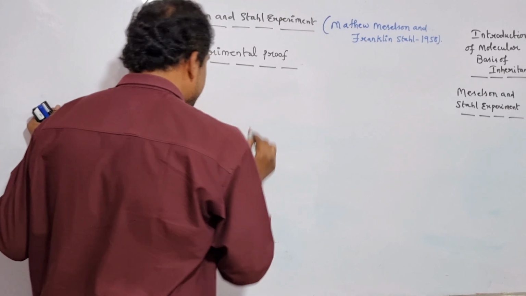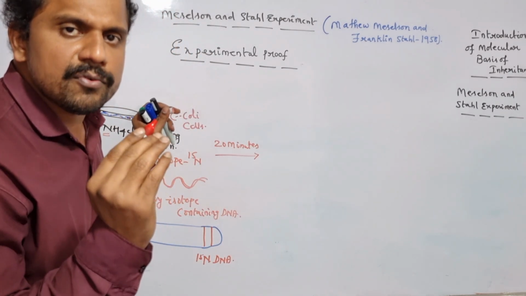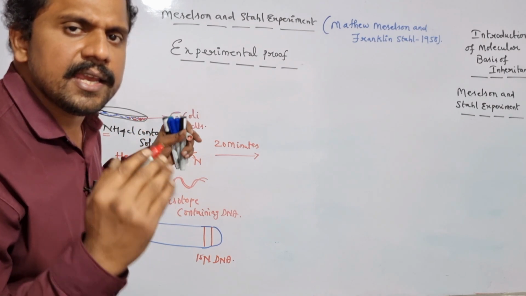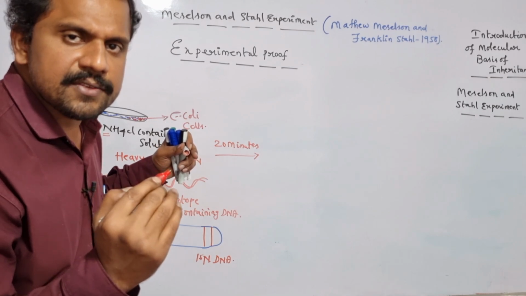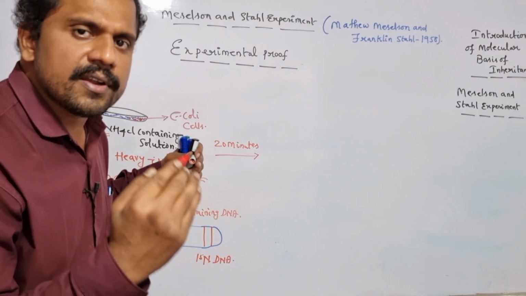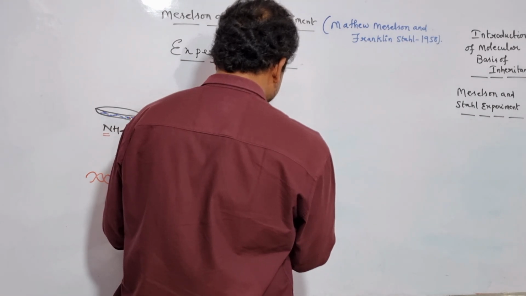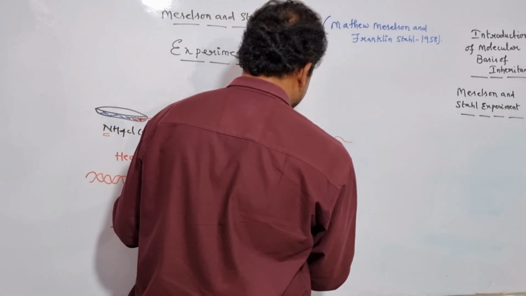So within the 20 minutes, the particular E. coli cells were capable of inducing the production of two daughter double-stranded DNAs here. And here, the particular double-stranded DNA, what was it termed as? Hybrid DNA. Hybrid DNA is an association of both N14 and N15. So just look at here. N14 and N15.